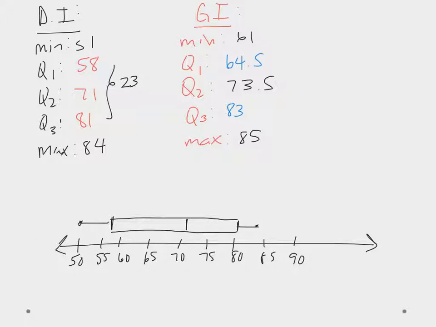All right, and then Grand Isle, its lowest is 61, its highest is 85. You have 64.5, 73.5, and then 83. That should be over a little more. And again, this IQR is 18.5.